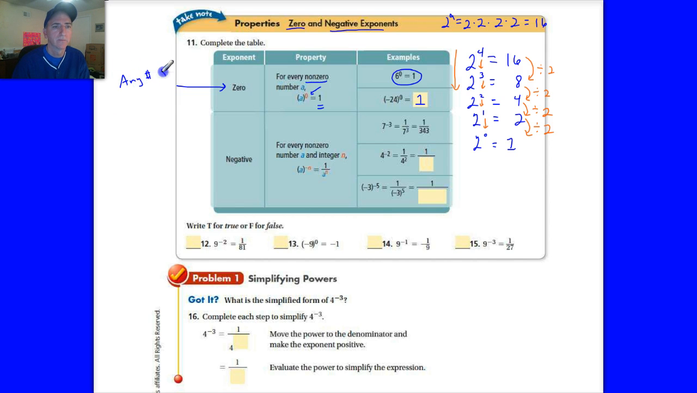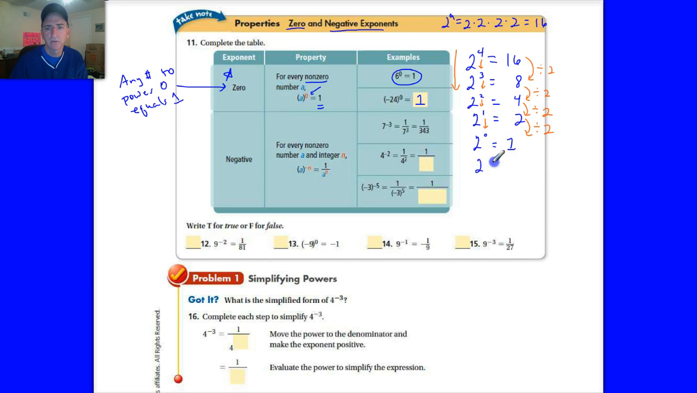So any number to the power of 0 equals 1. Okay, that's important. You need to know that. All right, well, before we look at this bottom part here, let's watch this.